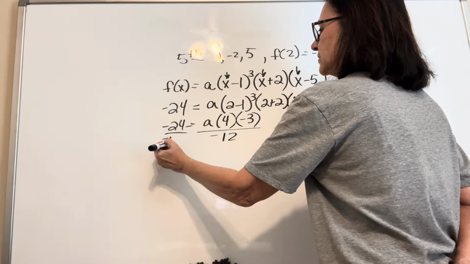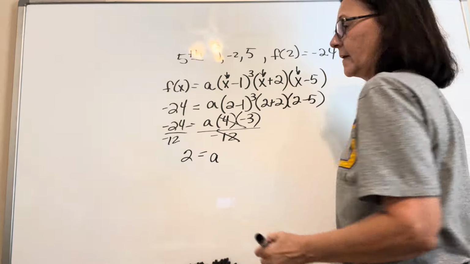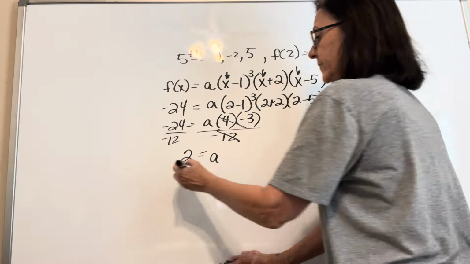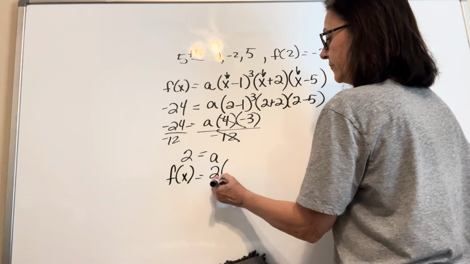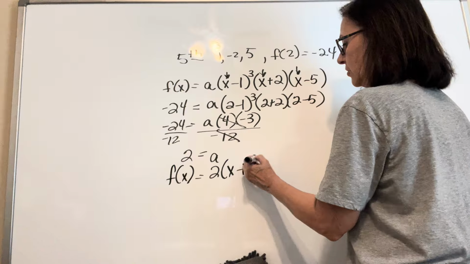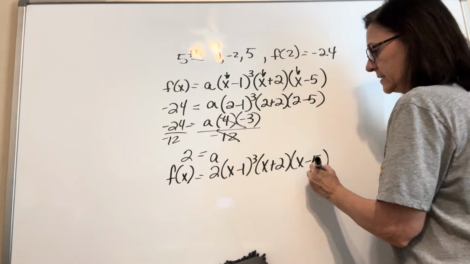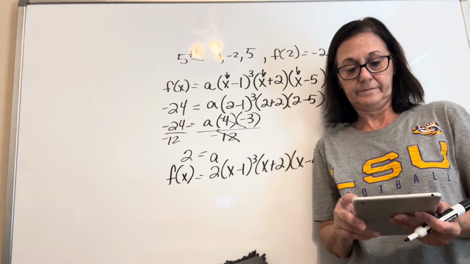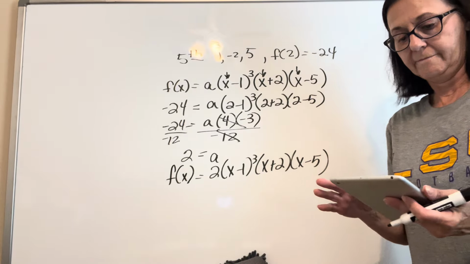When I divide both sides by -12, the value of a is 2. So that's my lead coefficient. So I could write, here's my polynomial. It's 2 times x minus 1 cubed times x plus 2 times x minus 5. And you don't have to multiply all that out.